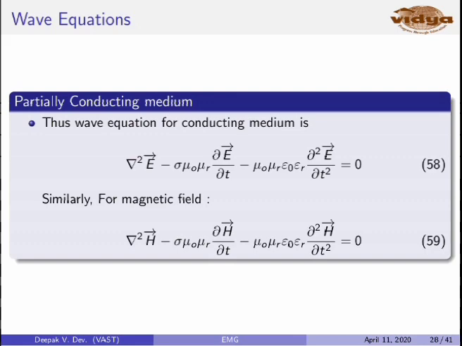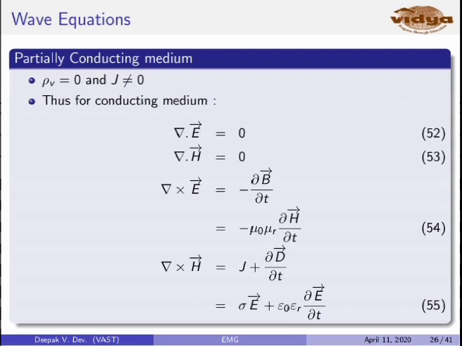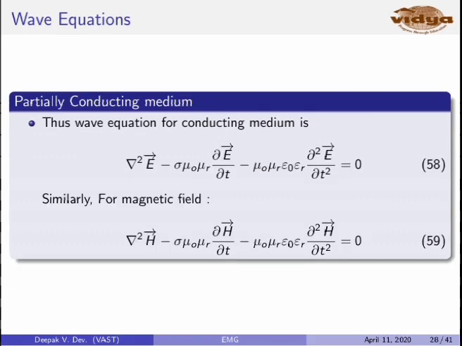As in the previous derivation, we can use the same steps. We can take the curl on both sides of equation 55 and follow these steps. We will obtain the wave equation for magnetic field as equation 59. Both of these equations 58 and 59 have the same form. In 58 we are using the electric field vector, and in equation 59 it is the magnetic field vector. So both equations are derived in the same manner. Both equations represent the wave equations in case of partially conducting medium.